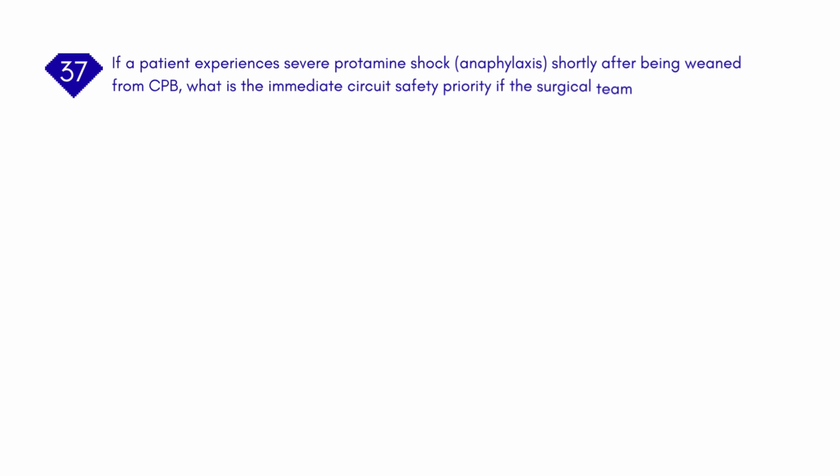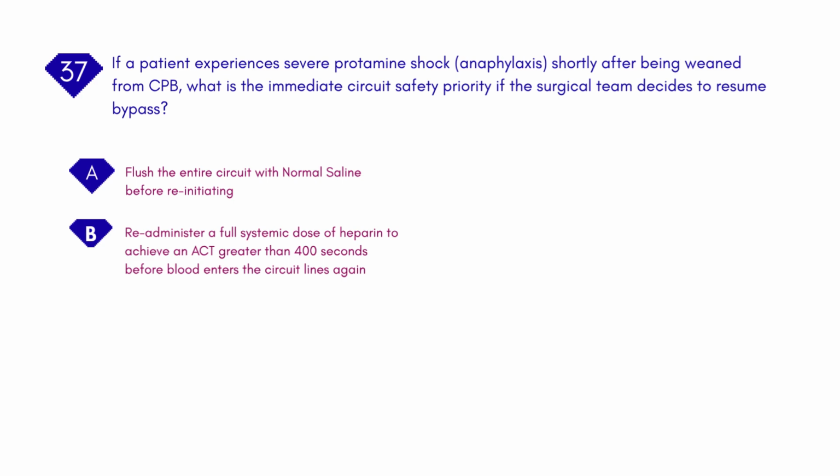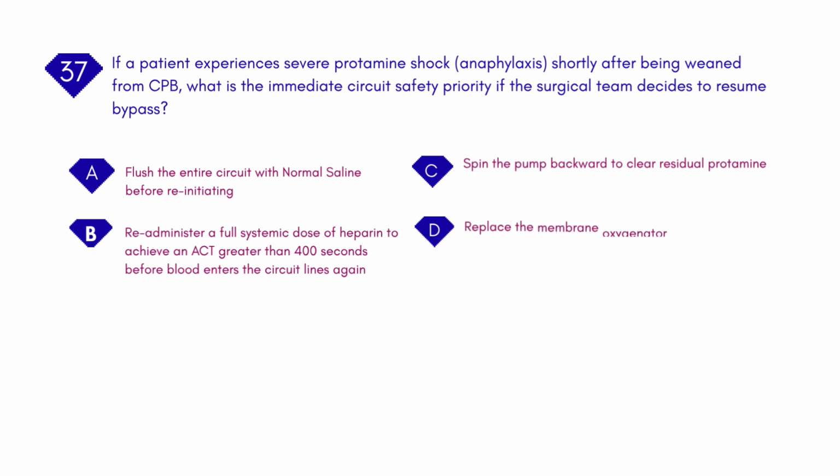If a patient experiences severe protamine shock, anaphylaxis, shortly after being weaned from CPB, what is the immediate circuit safety priority if the surgical team decides to resume bypass? A. Flush the entire circuit with normal saline before reinitiating. B. Re-administer a full systemic dose of heparin to achieve an ACT greater than 400 seconds before blood enters the circuit lines again. C. Spin the pump backward to clear residual protamine. D. Replace the membrane oxygenator immediately.